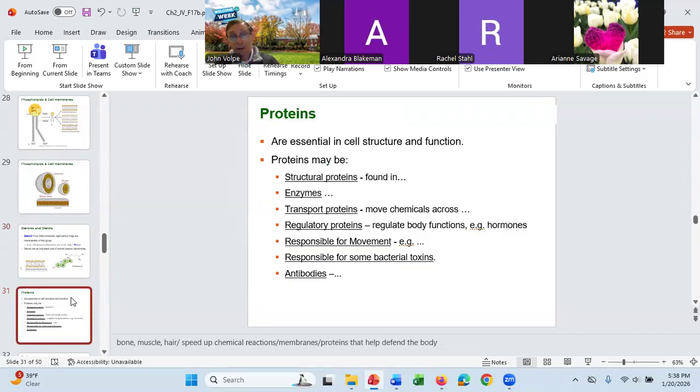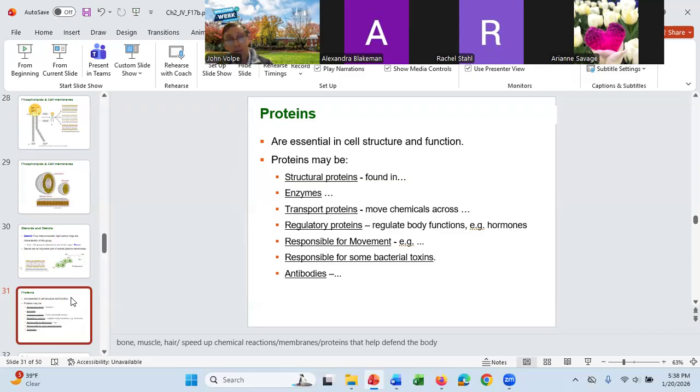All right, if not, let's move on to the third group of the biological molecules, the proteins. Proteins are essential in cell structure and function. Proteins may be a structural protein found in bone, muscle, or hair. They may be an enzyme which helps speed up a chemical reaction. They may be a transport protein which moves a molecule across the cell membrane or another membrane. They may be a regulatory protein that helps regulate body functions like a hormone, like a child's growth hormone causes the child to grow.